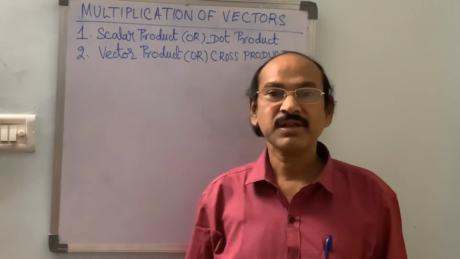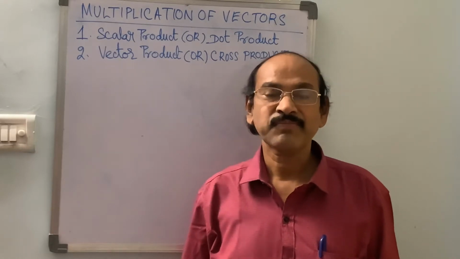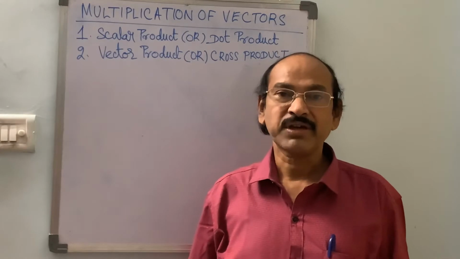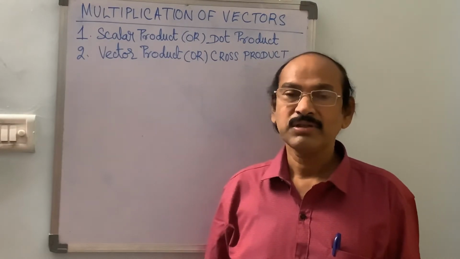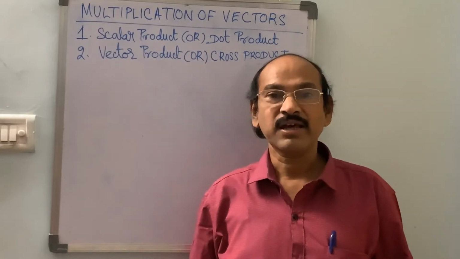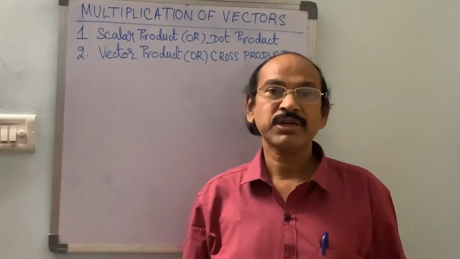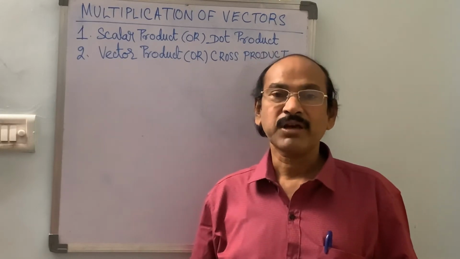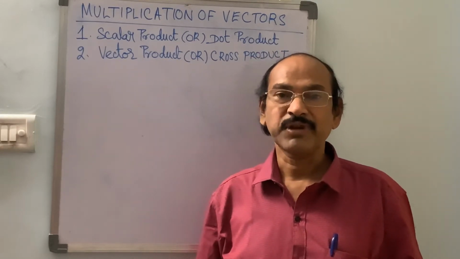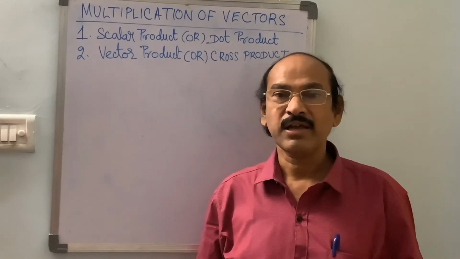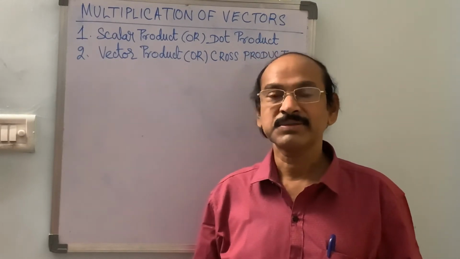In the previous class, we discussed the multiplication of vectors. Multiplication of vectors is of two types. The first one is the scalar product or dot product of two vectors, and the other type is the vector product or cross product of two vectors. In the previous class, we discussed the scalar product and its properties.